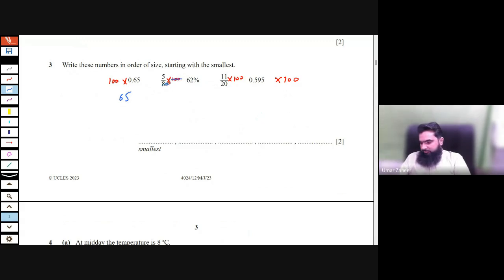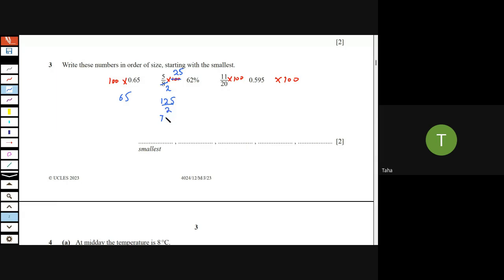Yes, what will it be? 4 times 2 is 8. 4 times 2 is 8. 4 times 5 is 20. So it will be 125 over 2. That will be 162.5... sorry, 62.5%.